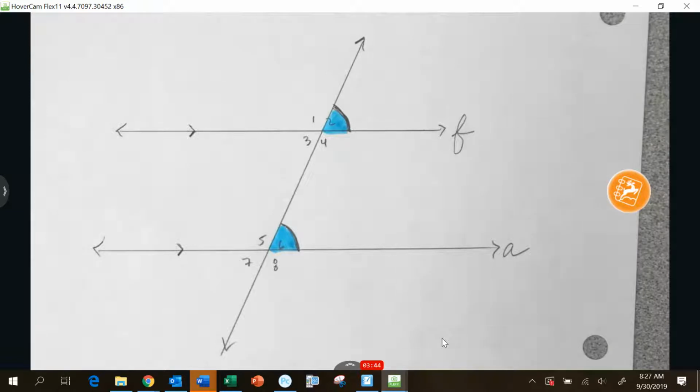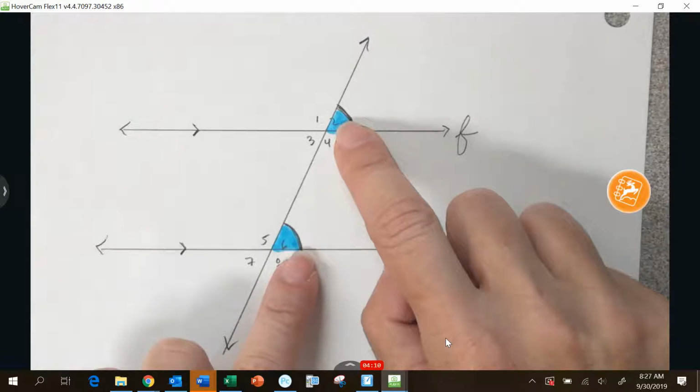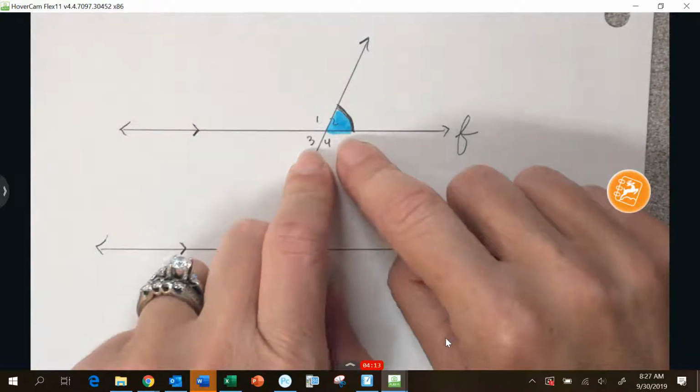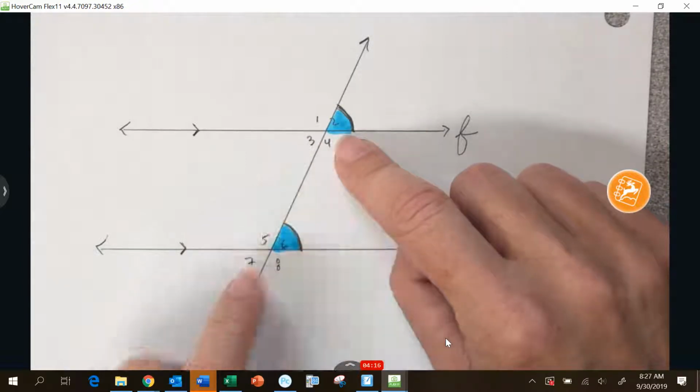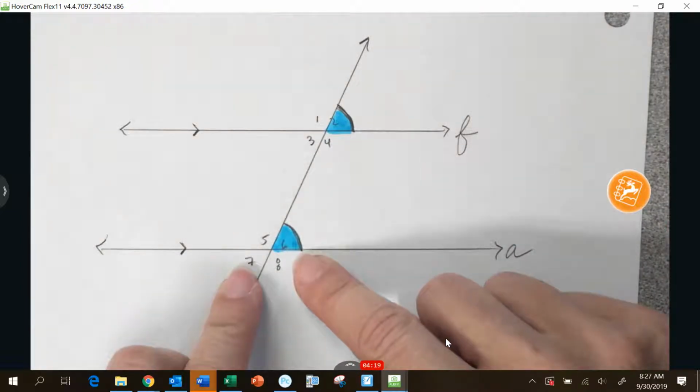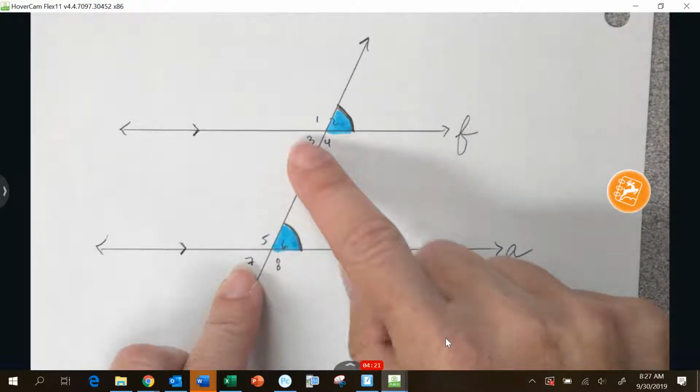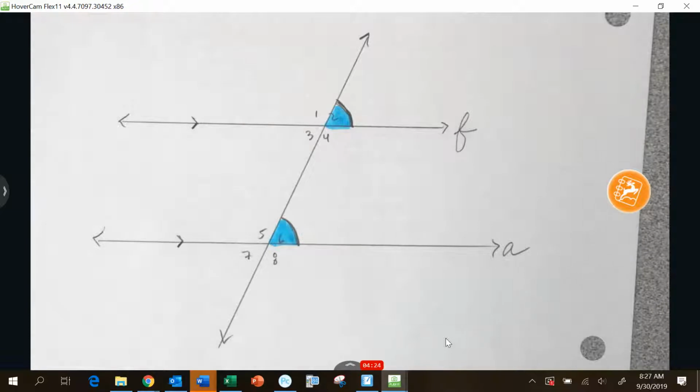Is there anything else on this picture that, just guessing, looks like it might be congruent to angle 2 or angle 6? 3 and 7. You think 3 and 7 are also congruent? There's actually something you've already known prior to today, that 3 and 7 are congruent to 2 and 6. Why is 3 congruent to 2? They're vertical angles. And then 7 is congruent to 6. They're vertical angles. So 3 and 7 are also congruent to 2 and 6. They're all congruent. Okay?